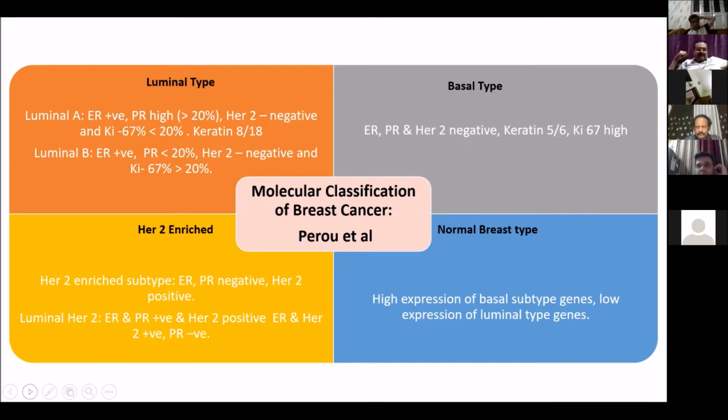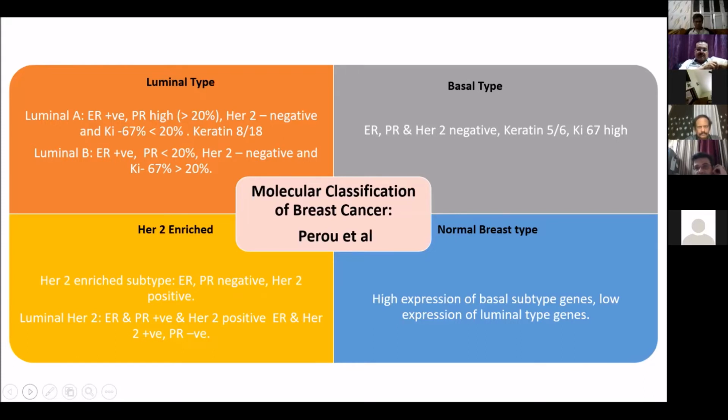The third one was, I would say, first the normal breast type. So this was about 10% of all the samples he studied, which had more of basal subtype genes and no luminal type genes. But the significance of this type is not known. It has not been well studied. And the fourth one, our topic for discussion today, is the basal type.